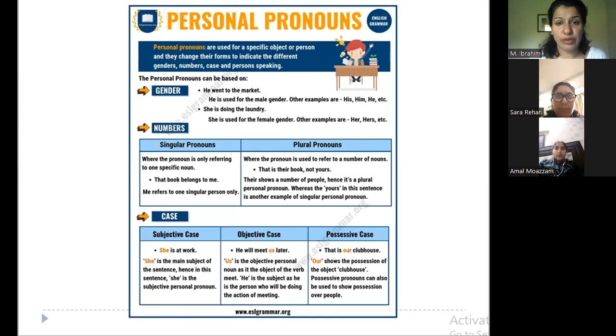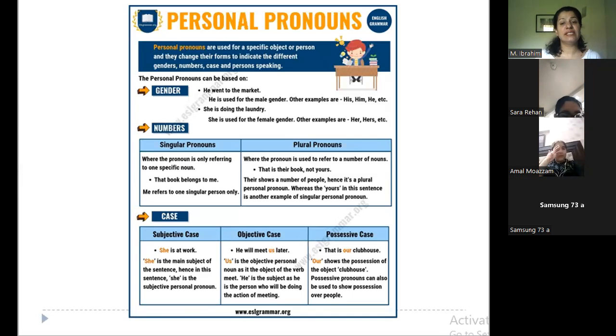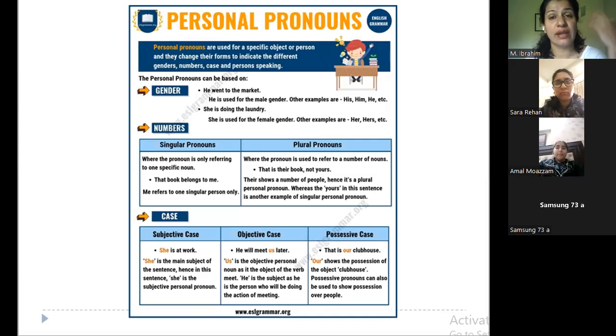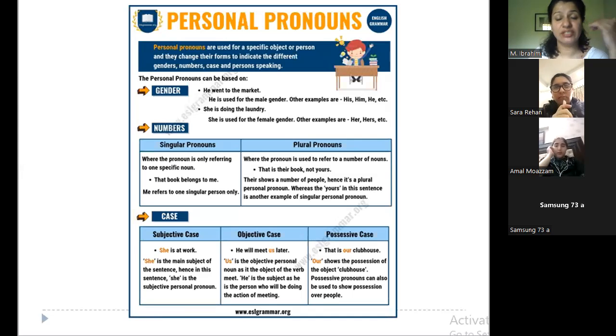We're coming to the personal pronouns. Personal pronouns are used for a specific object or person, and they change their form to indicate the different gender, numbers, cases, and person speaking. Gender का मतलब masculine या feminine. ठीक है? For example, for masculines, we use he, him, his. Okay? For feminine gender, for females, we say she, her, hers. Okay? Then number means singular or plural.